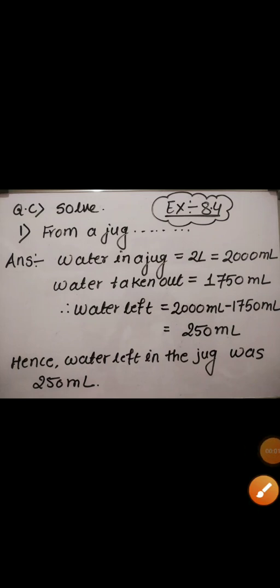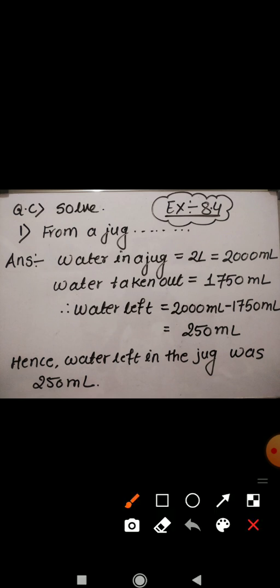Students, today I am going to discuss question C, word problems of exercise 8.4. I am going to read the first question now. Please look into your textbook. The question is: from a jug with 2 liter water, 1750 ml water was taken out. So what quantity of water in ml was left in the jug?